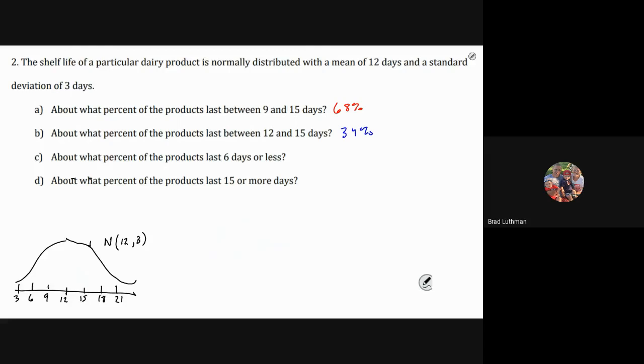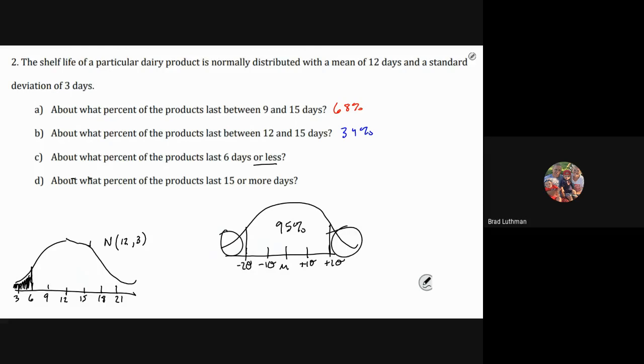Okay, what about what percent last 6 days or less? So there's where we're going, 6 days or less. I like to shade it in to translate this so I know what my goal is. It looks like my reference point is going to be 2 standard deviations below the mean. So plus 1, plus 2, minus 1, minus 2, because that tells us that there are 95% between, which means out here splits the remaining 5%, which means this has to be 2.5%.